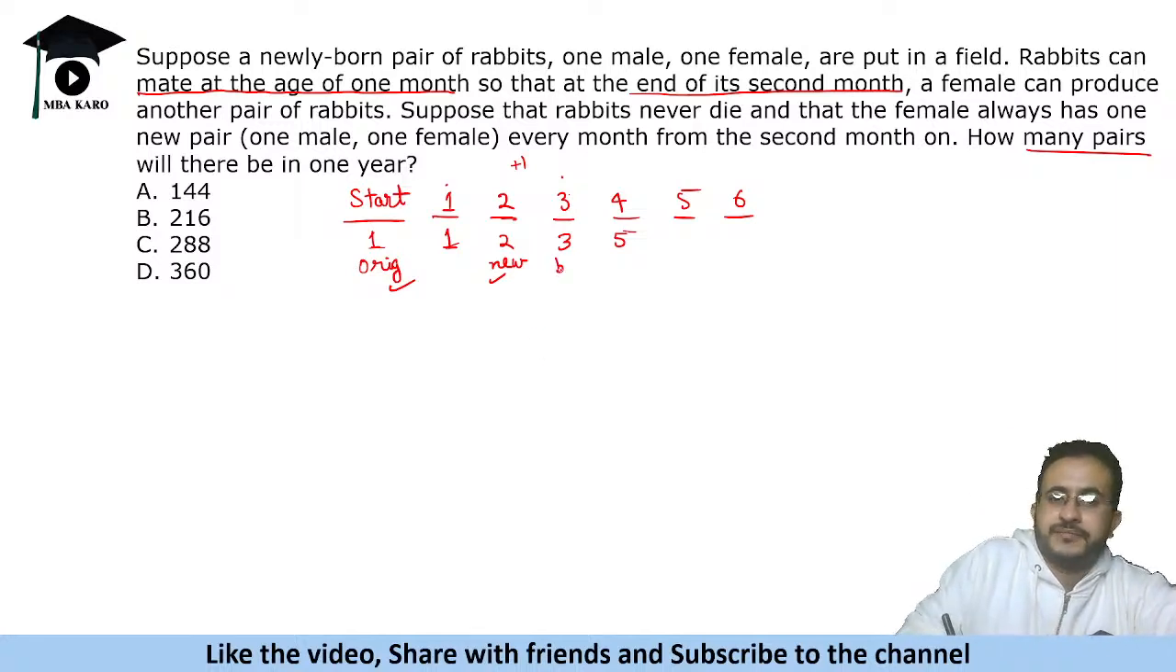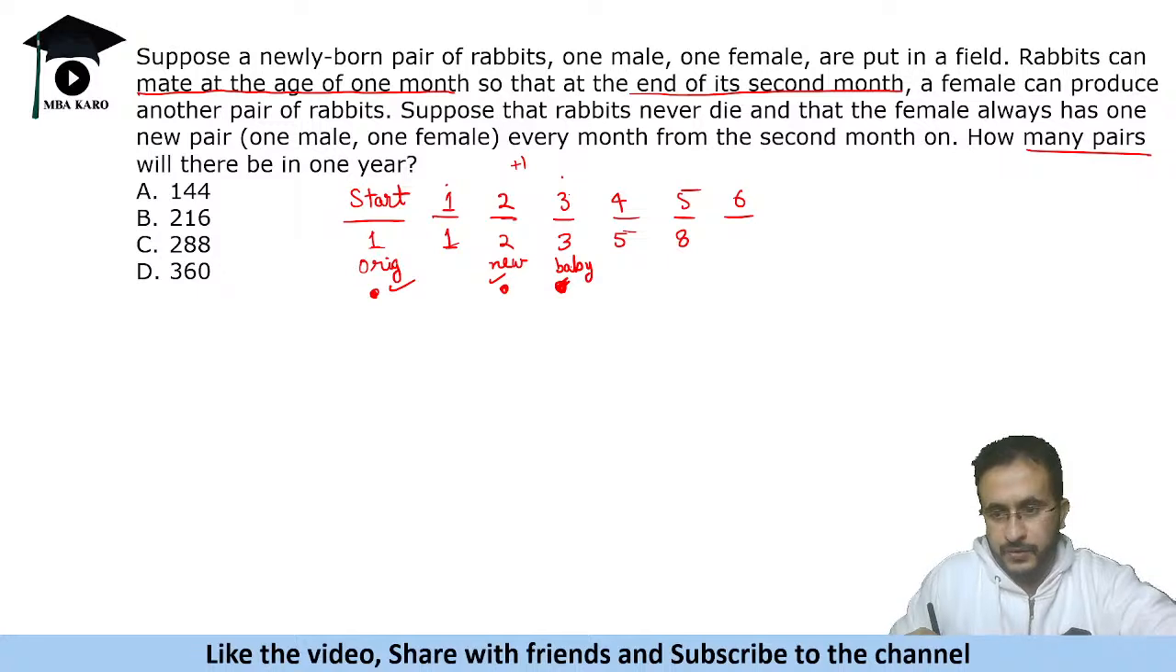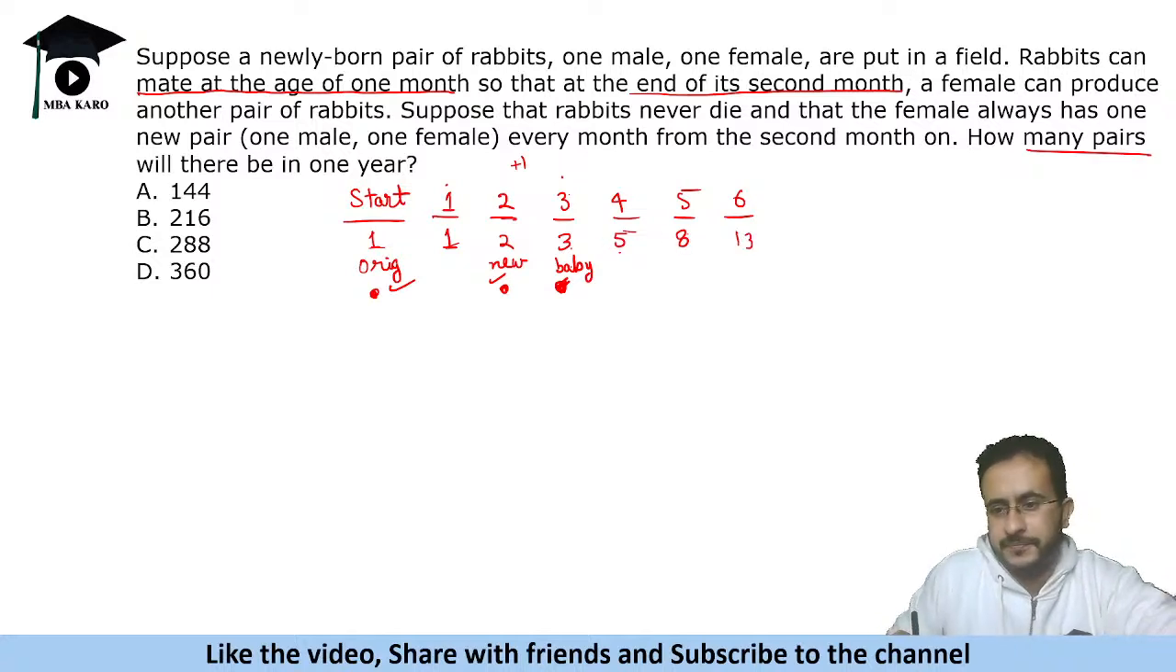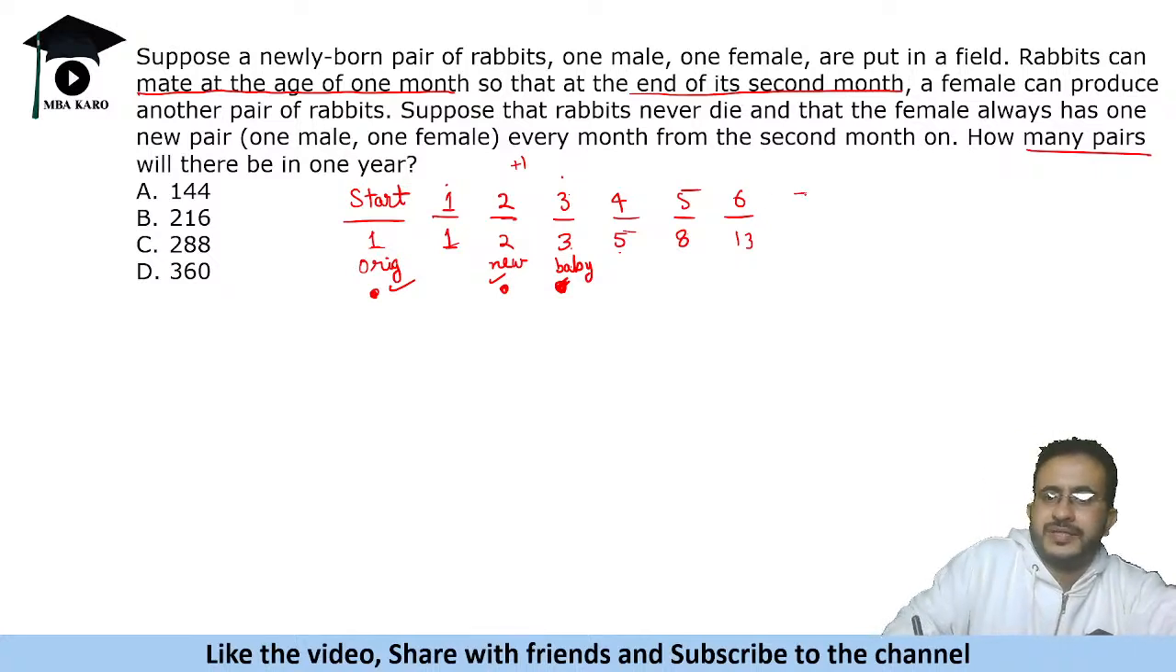Now after 4 months, these babies have also grown to 1 month, so the baby can produce. The new can produce because they are adults now, and the original definitely will produce. So 3 get added, and here it becomes 8. Now if we see, this loop will continue: these three produced three pairs, now these five will produce five, so it will become 13. Now the seventh will be 21. So this is the Fibonacci series.